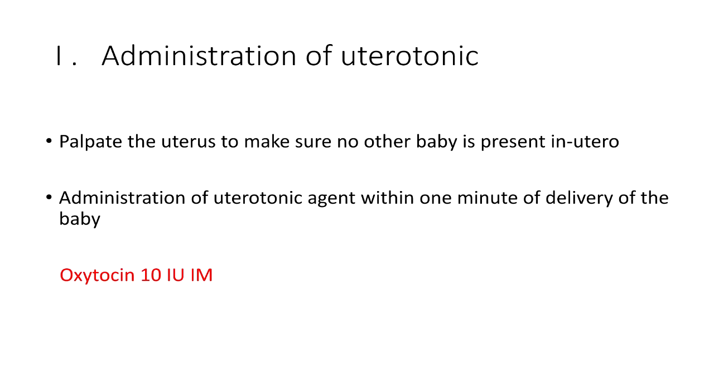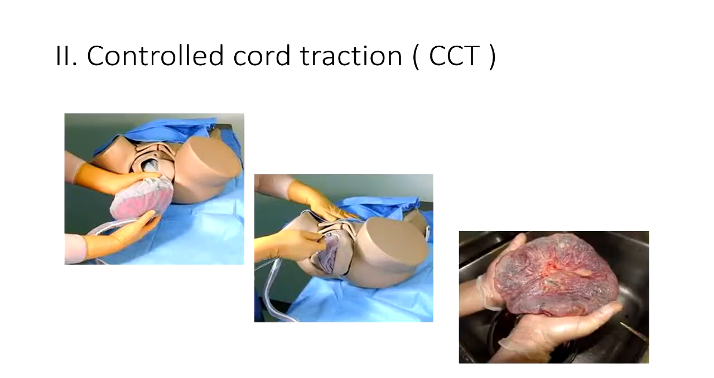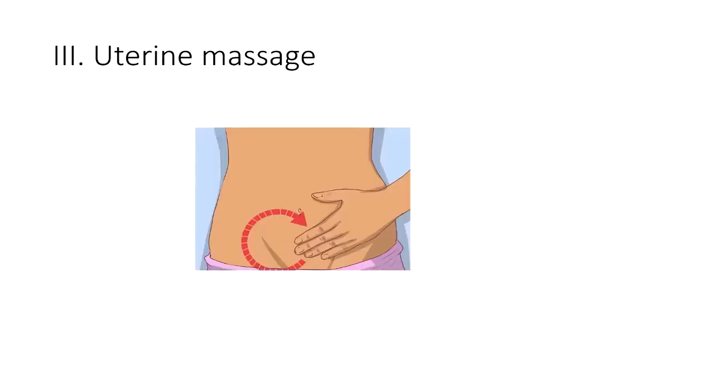Second is administration of a uterotonic agent within 1 minute of delivery of the baby, which is done by oxytocin, which is given 10 international units intramuscular. The second component is controlled cord traction, which has been described in the video which will follow, how the placenta is delivered by controlled cord traction. The third component is uterine massage, and that also will be shown in the video.